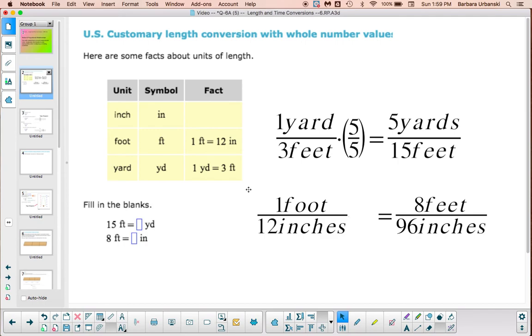Next question. They would like to know how many inches are in 8 feet. Well, we know that there are 12 inches in 1 foot. Therefore, we set up our first ratio, and the second ratio is going to be the 8 feet. Notice I have feet in the numerator because we have feet in the numerator over on the left side. So what do we need to do to get from 1 foot to 8 feet? We would multiply by 8. So 1 times 8 would get us to our 8 feet. 12 inches times the 8 would get us 96 inches, and that would be your answer.